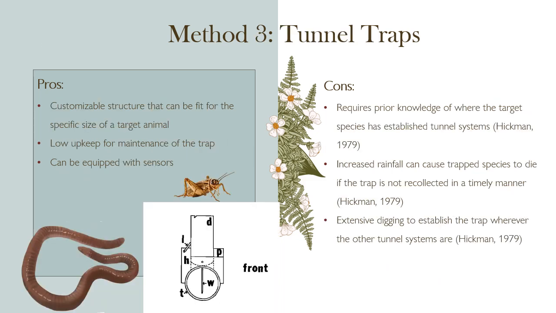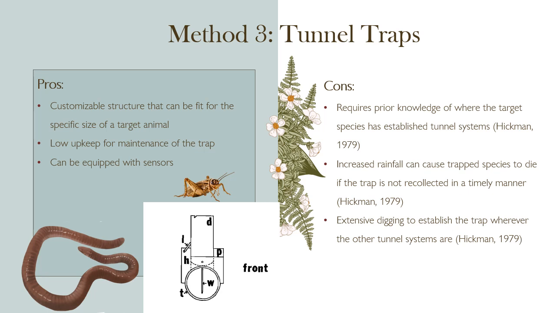The third and final method I'll be talking about today is tunnel traps, and these are customizable tubings that have some sort of wire or trigger mechanism that sets off a door that would enclose the caecilian in the tubing. These are often customizable structures that can be set up for the specific animal to avoid bycatch. They're often low upkeep because the sensors can be set up to let you know when the trap has gone off, so you don't constantly have to come back and check on them.